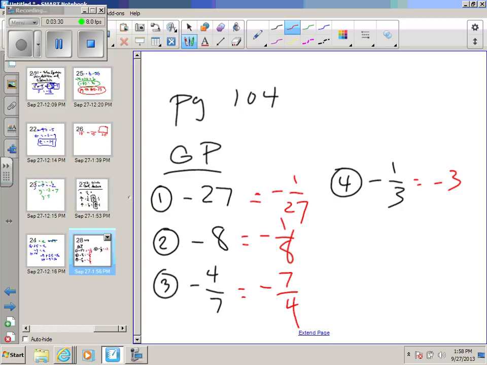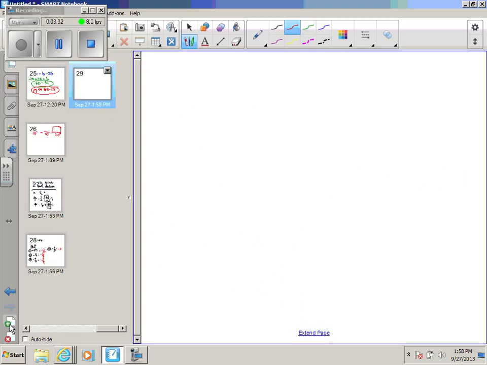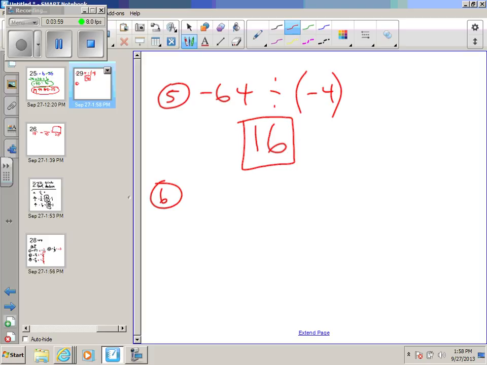5 through 8. Find the quotient. So number 5, a negative 64 divided by a negative 4. Negative divided by negative always will give me a positive, and in this case, 16.